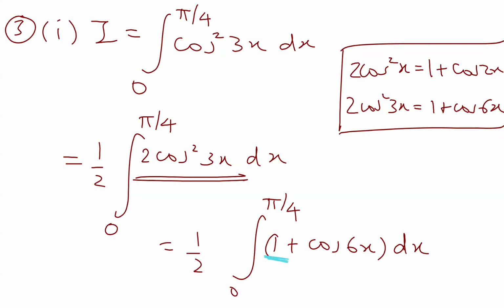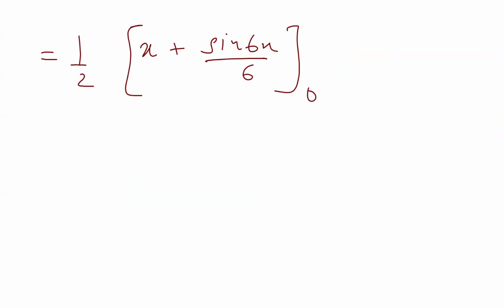Integration of 1 is x, and integration of cos 6x is sine 6x upon 6. So half of x plus sine 6x upon 6, from 0 to pi by 4.